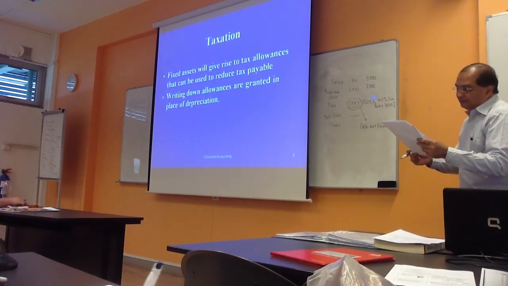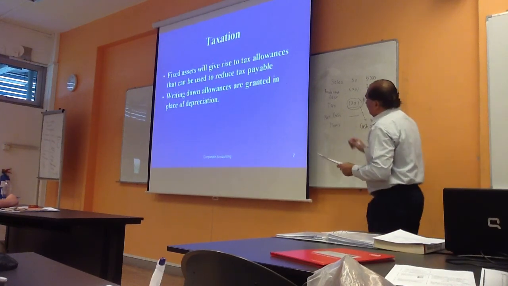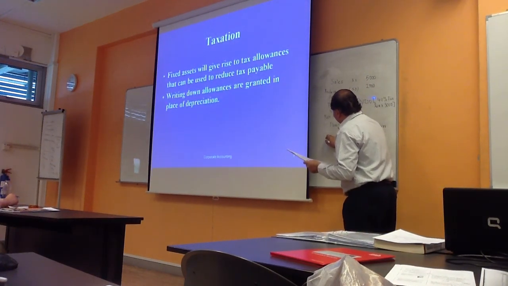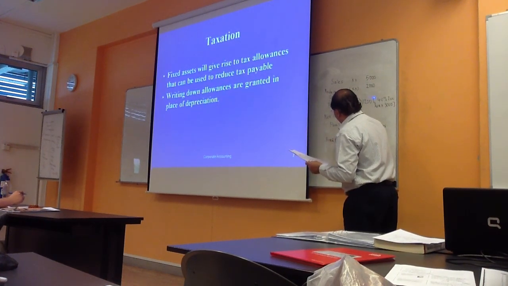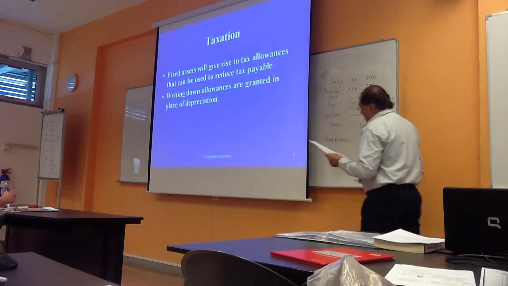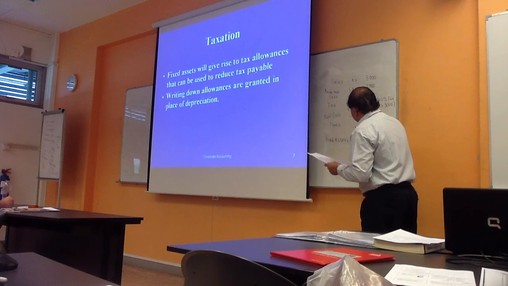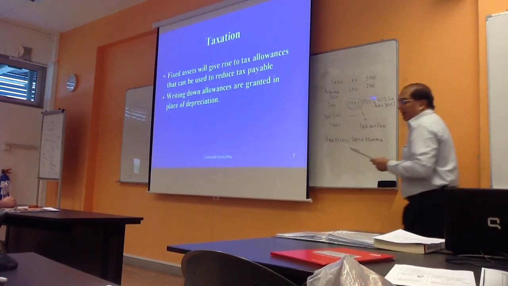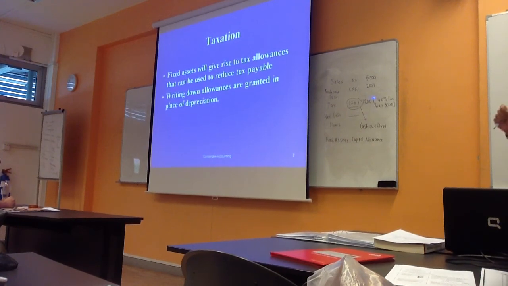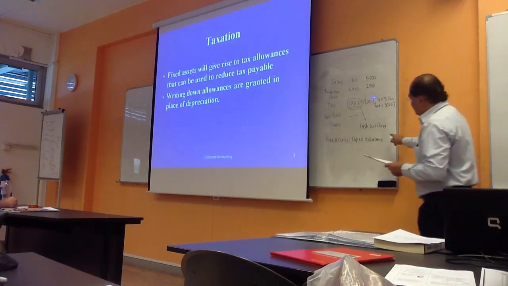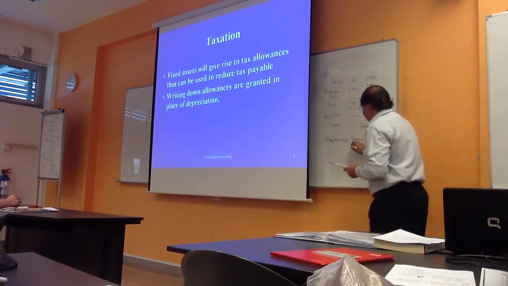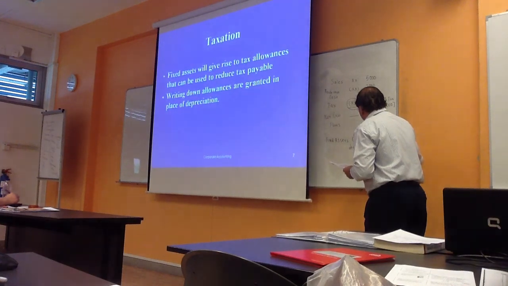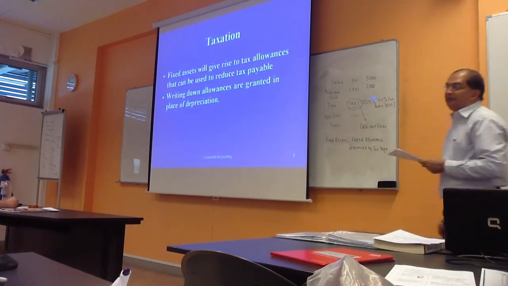Now, another taxation effect: if we are looking at taxation, we will see that for fixed assets in taxation, fixed assets are given what is called a capital allowance. A capital allowance is a deduction, just like depreciation, but this capital allowance is actually determined by the tax department.